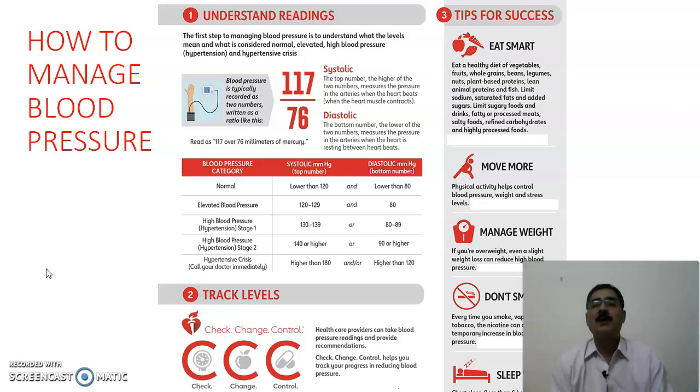It means you have to maintain good physical activity. Then manage your weight. If you are overweight, you have to reduce your weight. It will ultimately reduce your BP or blood pressure. Now try to avoid smoking. You should not smoke because nicotine and tobacco are dangerous and they can increase your blood pressure. And in the last, you should sleep well. All these are the tips for success and to maintain your blood pressure.